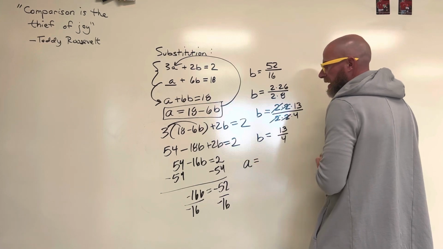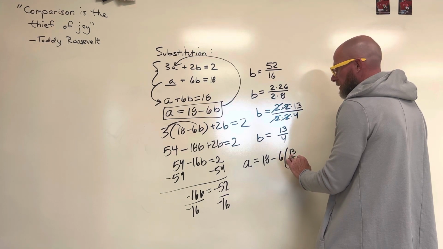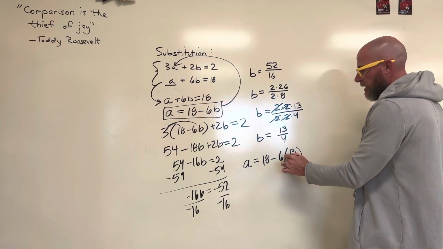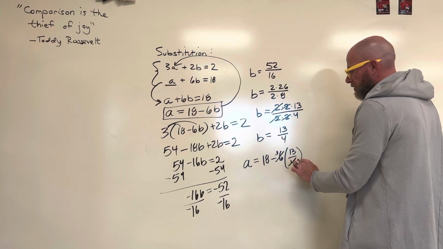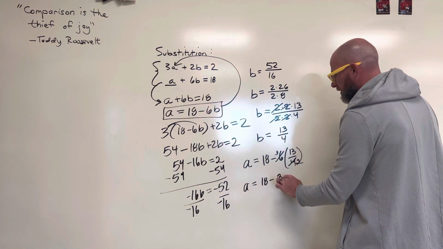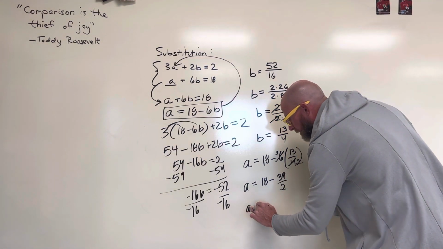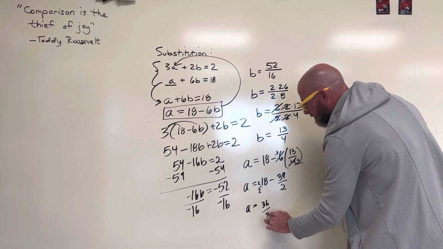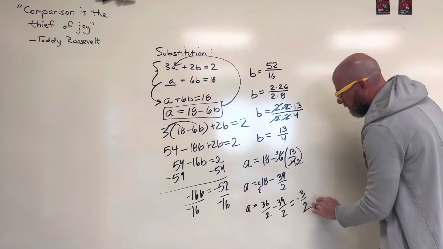So if I know that A is equal to 18 minus 6 over 13 fourths, plugging that in, I have some fractional work I have to do. The 6 and the 4 become a 3 and a 2. So A equals 18 minus 3 times 13, which is 39 over 2. Then by doing a common denominator, multiply by 2 over 2, I get 36 halves minus 39 halves, which equals negative 3 over 2.